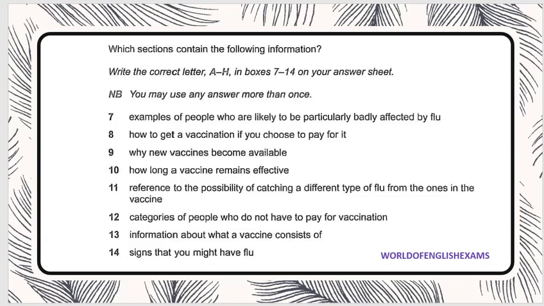Again, what is the meaning of possibility? It is a chance. Okay, they're not telling that definitely a person is going to catch, but what is the possibility, what is the chance of catching a different type of flu. So that means I have been vaccinated for a particular type of flu, but what is the chance of me catching a different type of flu from the ones that is there in the vaccine?